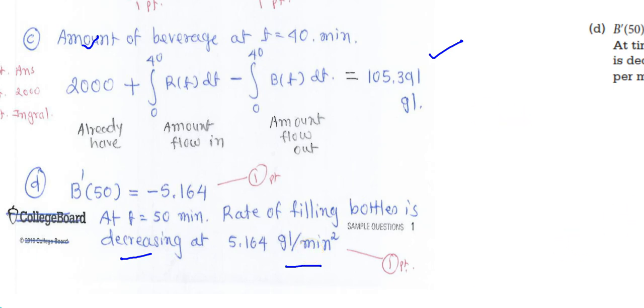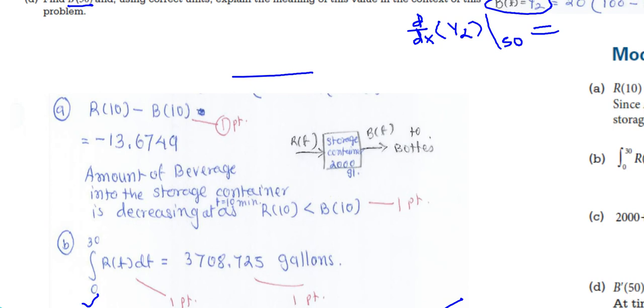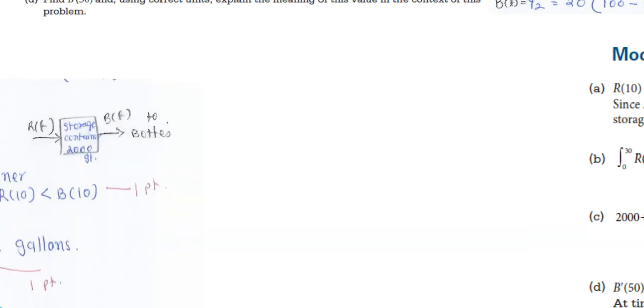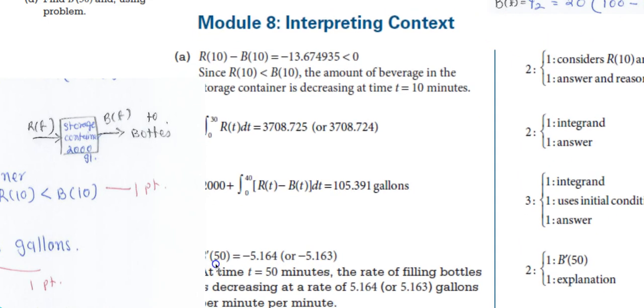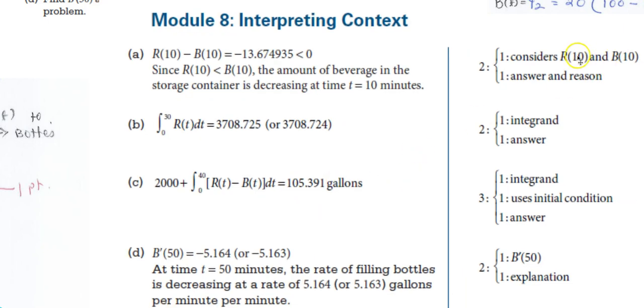So this is my rubric and worked-out answer, which I have already posted in the classroom. And I want to show you the College Board responses with the rubric. You can see that when you consider R(10), B(10), and answer with a reason, one point is for the integrand, one point for the answer, one point for the initial condition, and one point for the answer with the unit. And the same here: rate of filling bottles decreasing, gallons per minute squared, or you are allowed to write minute per minute.